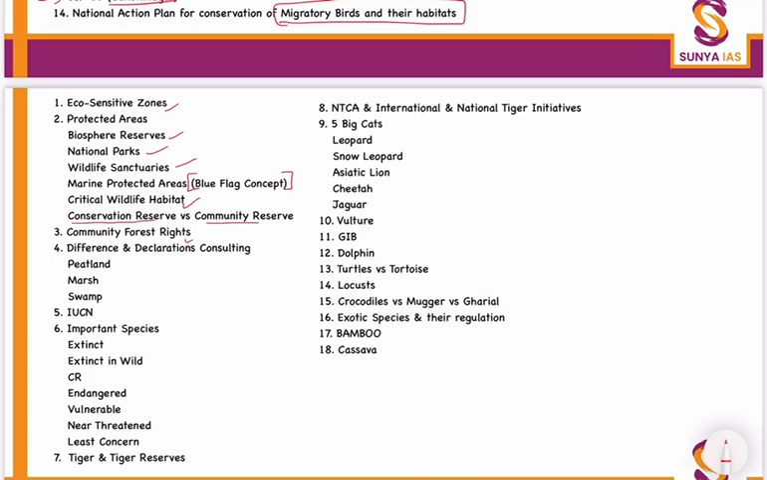Then what are community forest rights? Which Act governs them? What powers does the Gram Sabha have? All you have to do. Then you have to do the difference and the direct declarations which are consulted with the peatlands, marsh versus swamps.